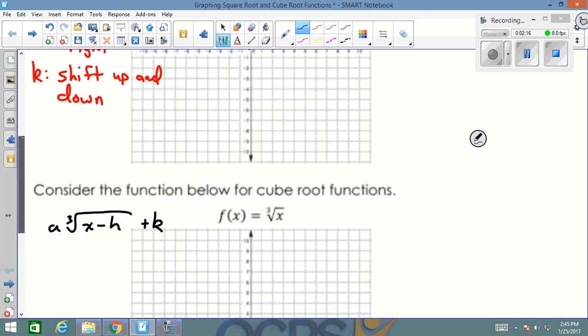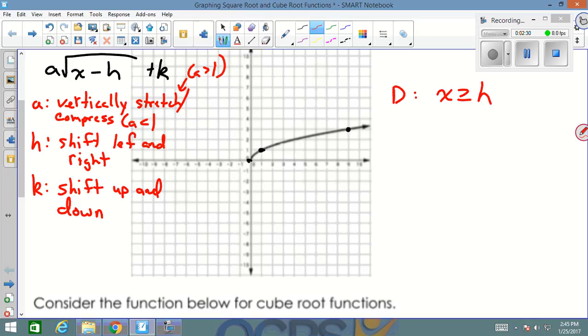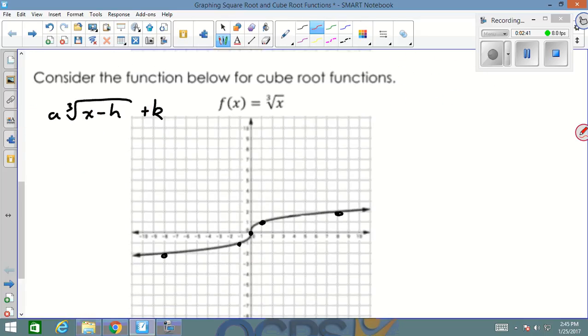A couple things I do want to talk about. Let's go back up. With our domain here, x is going to be greater than or equal to whatever our h value is, and our range will be y is greater than or equal to whatever our k value is. Here, our domain, for the x's, is all real numbers. Same goes for our range, it's all real numbers.